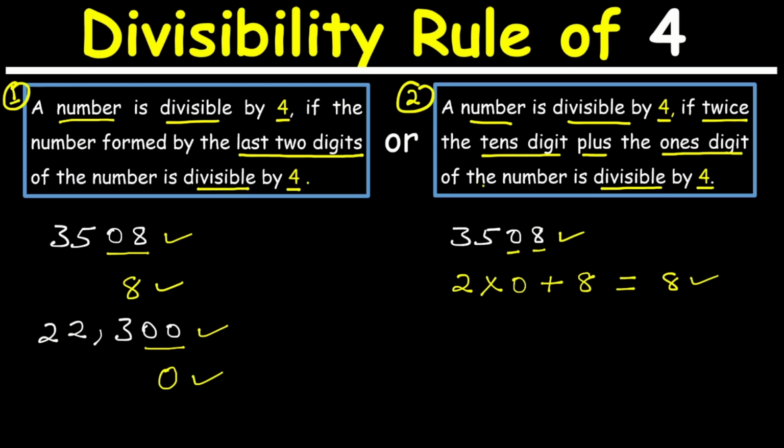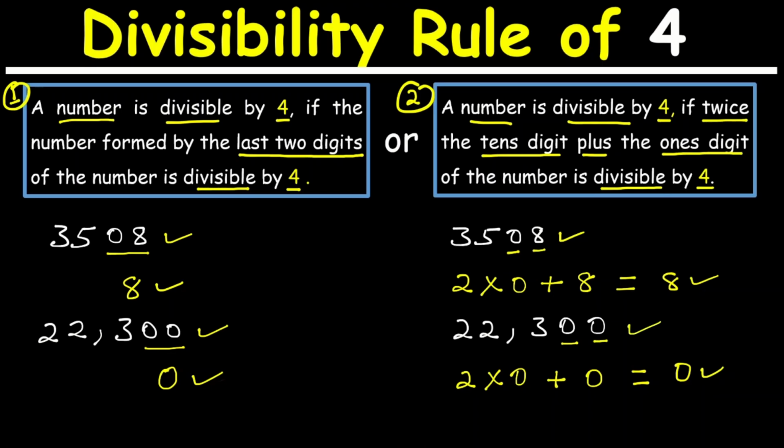Let's test it with the second rule. We have the number 22,300. The tenth digit is 0. So twice the tenth digit plus the ones digit, which is 0, is 2 times 0 is 0, 0 plus 0 is 0. And we know that 0 is divisible by 4. Therefore, as 0 is divisible by 4, the number 22,300 is also divisible by 4. Let's see two more examples.